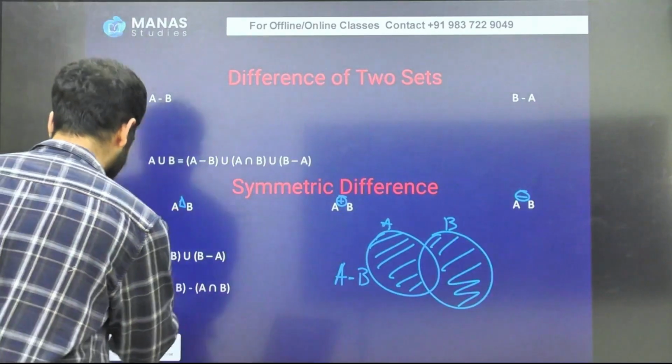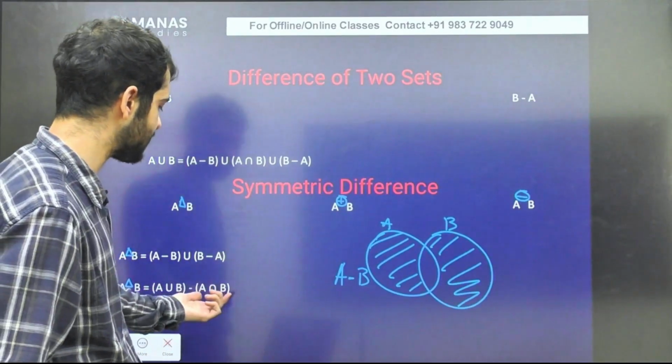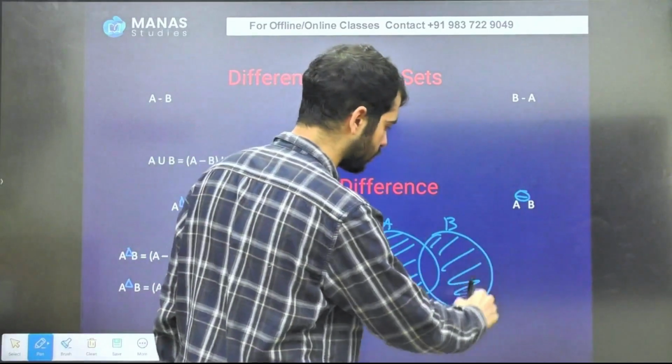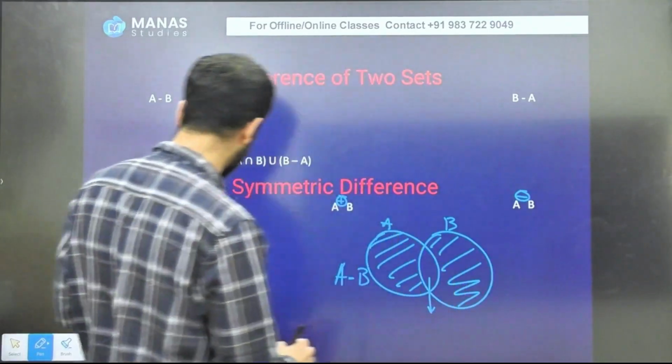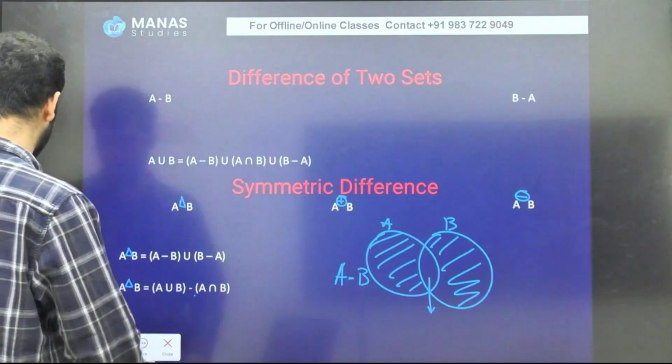It can also be written as A union B minus A intersection B, because union is going to constitute everything and this is the intersection part that is going to get removed from the union one.